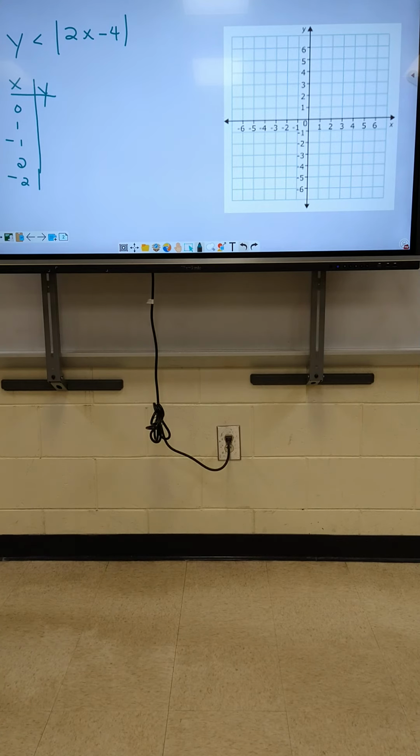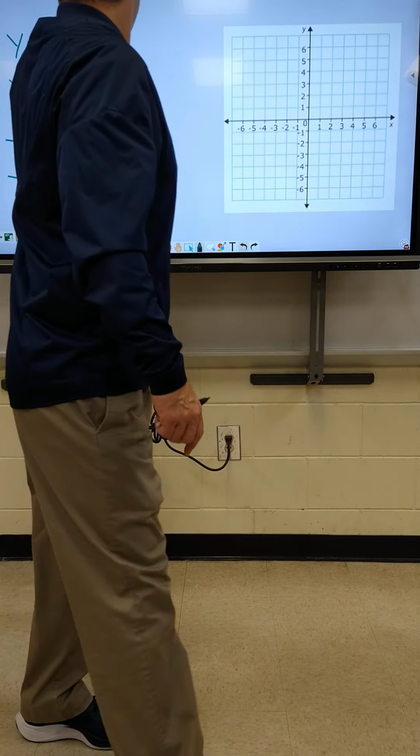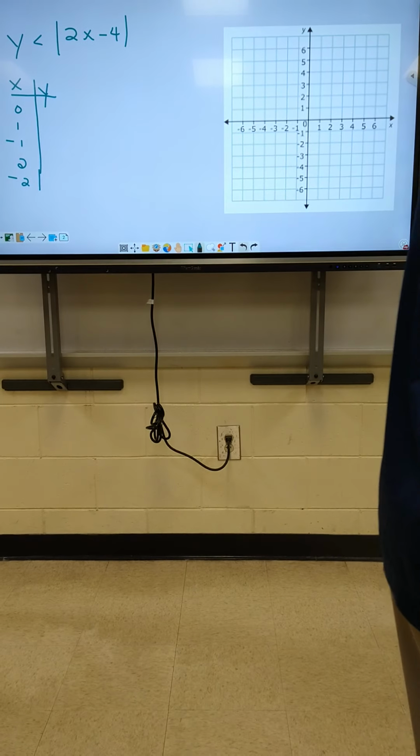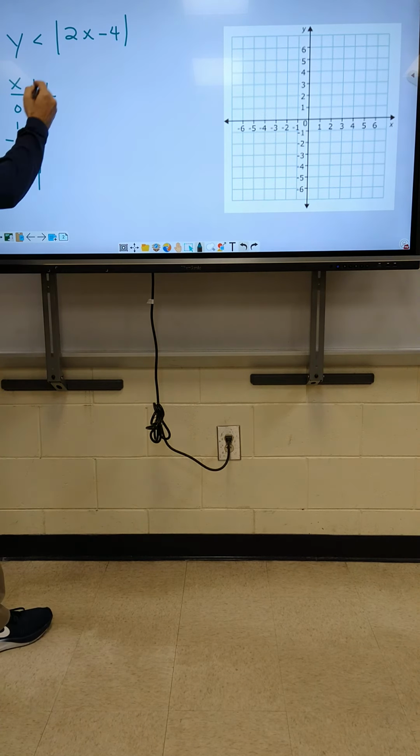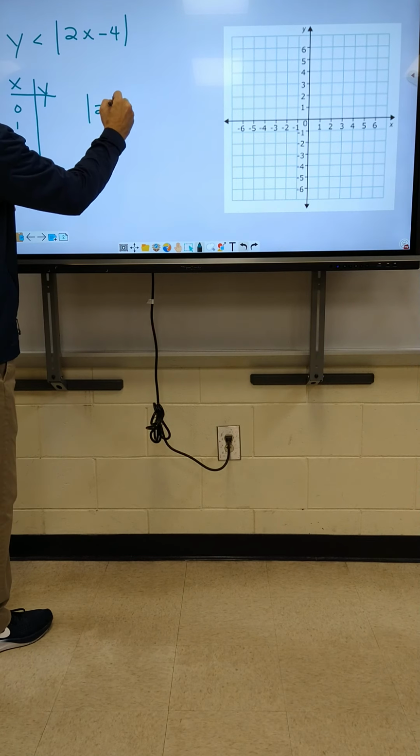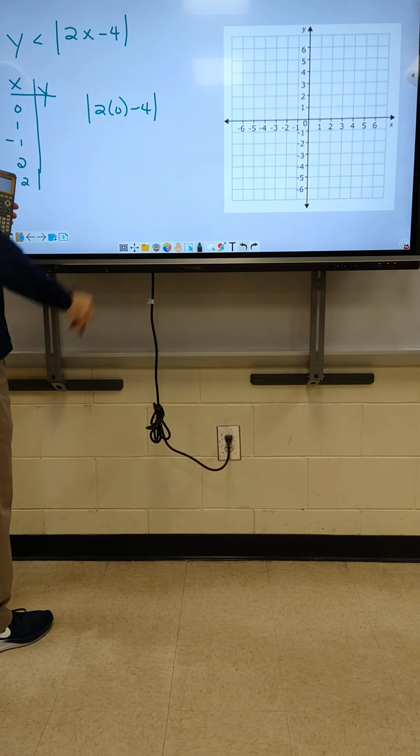Did we replace the words with the x? Yep. You replace the numbers with the x. All right, so 2, the number, and -4. Let me show you. All right, guys, we can actually plug this whole thing in the calculator. We're going to plug 0 in right here. 2 times 0 minus 4, absolute value.